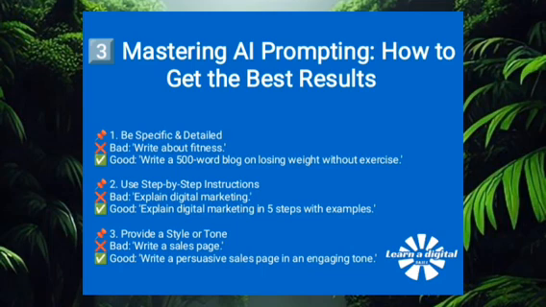Then number 3, provide a style or tone. A bad example is: write a sales page. A good example is: write a persuasive sales page in an engaging tone. So engaging tone and persuasive, you understand, they are the style or the tone. You have to know the tone to use in order to get the result that you require. Because if you just write a sales page, what kind of sales page? It will just write anyhow and you will not like the result, and you'll be thinking ChatGPT is not really doing what I want. And you're the one that is not giving it what you are supposed to give it.